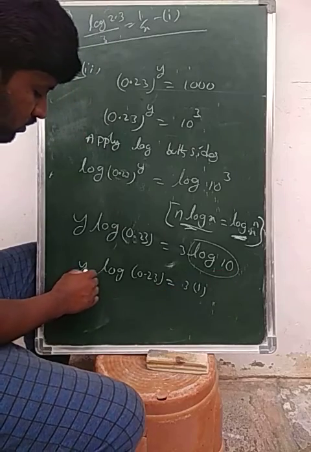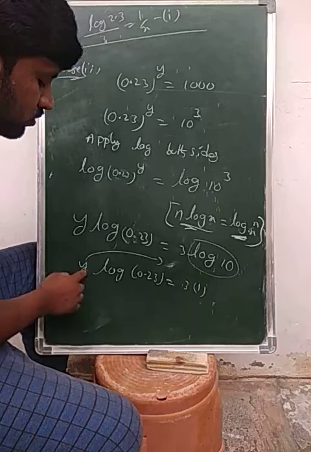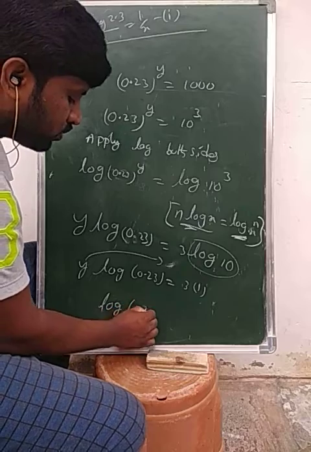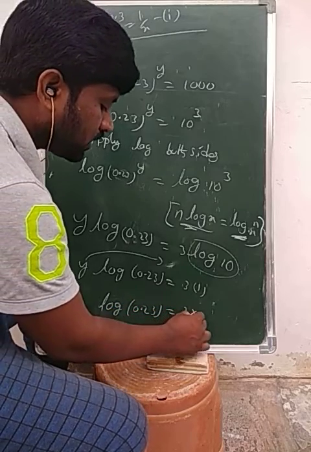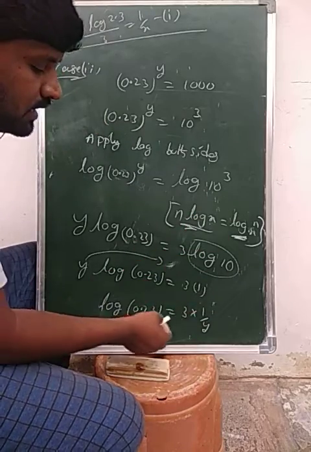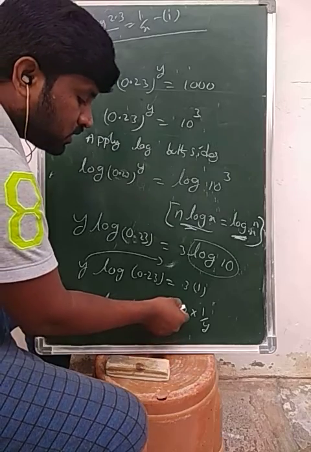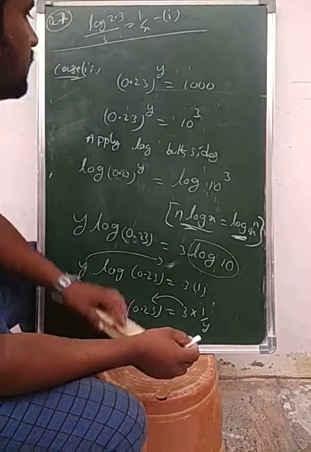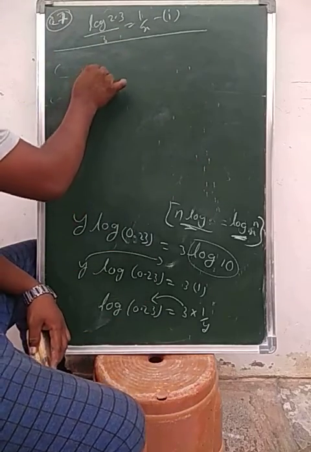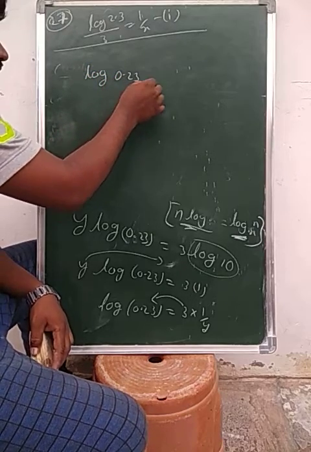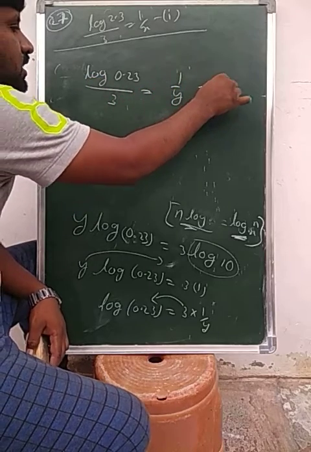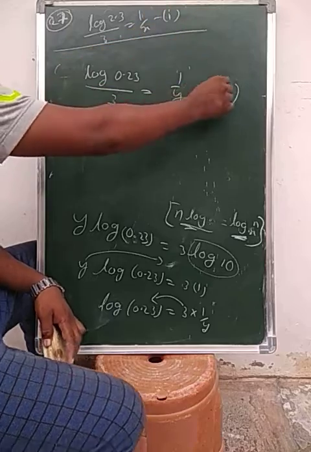Now what I am doing, y is transposing to the RHS side. Multiplication becomes division. So we can write log of 0.23 is equals to 3 into 1 by y. Again transposing 3 to the LHS side, what do we get? Log of 0.23 by 3, it also becomes division, is equals to 1 by y. So this is equation 1 and this is equation 2.